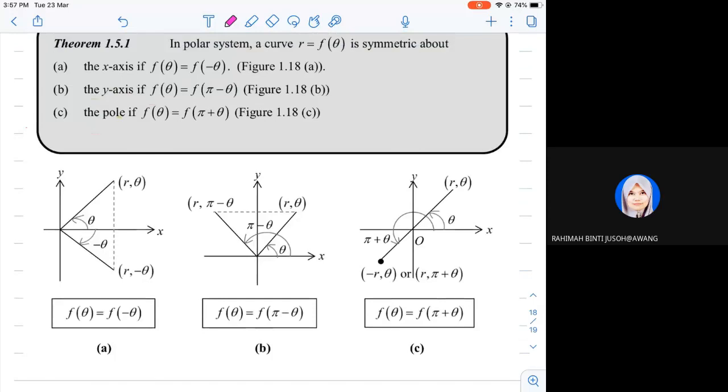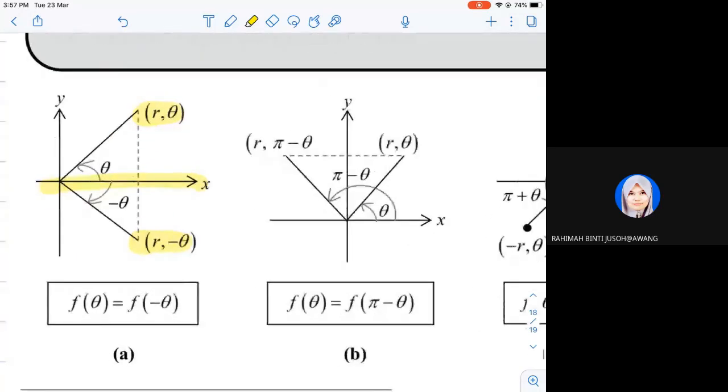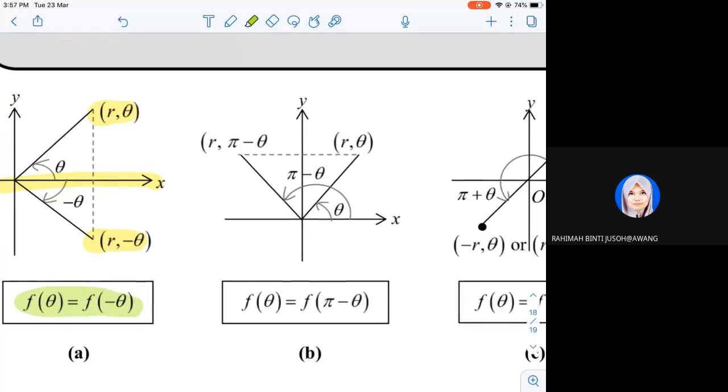Kalau with respect to x-axis, bermaksud macam saya kata tadi. You kena lipat pada paksi X, you akan dapat pantulan titik yang atas ni ke bawah ni. The formula yang you kena tunjukkan supaya symmetric test dia, you kena guna formula ni: F theta equals to F negative theta. Next, symmetric with respect to Y. Formula dia: F theta equals to F pi minus theta. Konsep dia sama macam saya cakap tadi. You lipat pada paksi Y, you akan dapat titik ni pantul dekat sini.